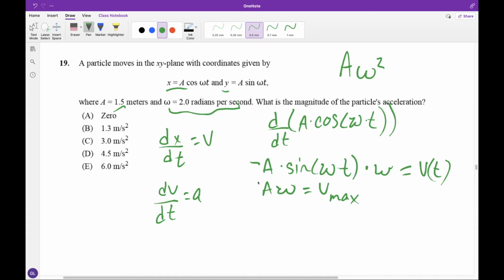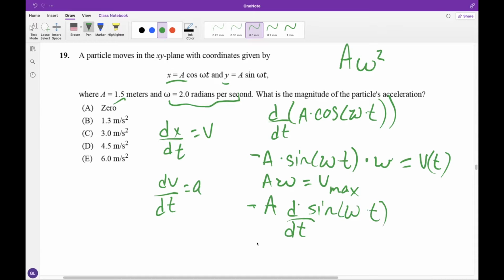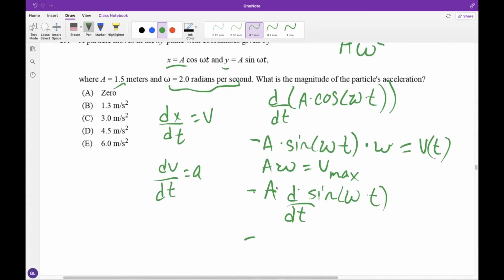So when we take the derivative of this again, we're going to take the derivative of sine. I'm going to pull out the negative a d/dt of sine of omega t, and we're going to get the same thing again. So this becomes a times omega times cosine of omega t times omega. And that's going to give us our acceleration.